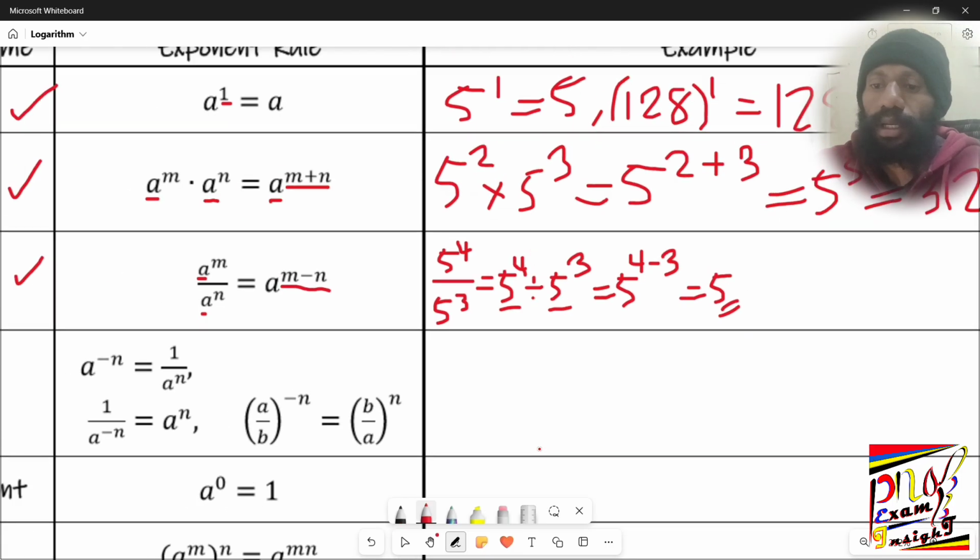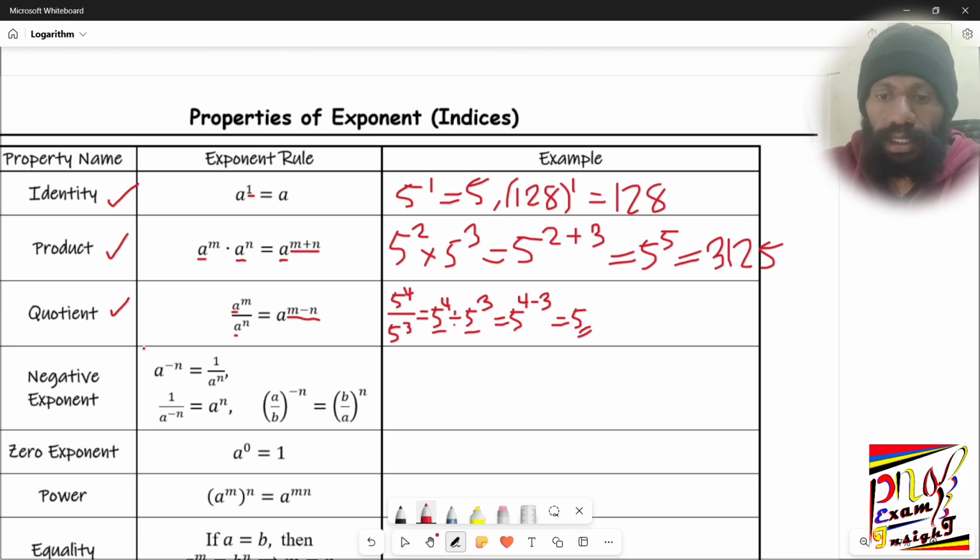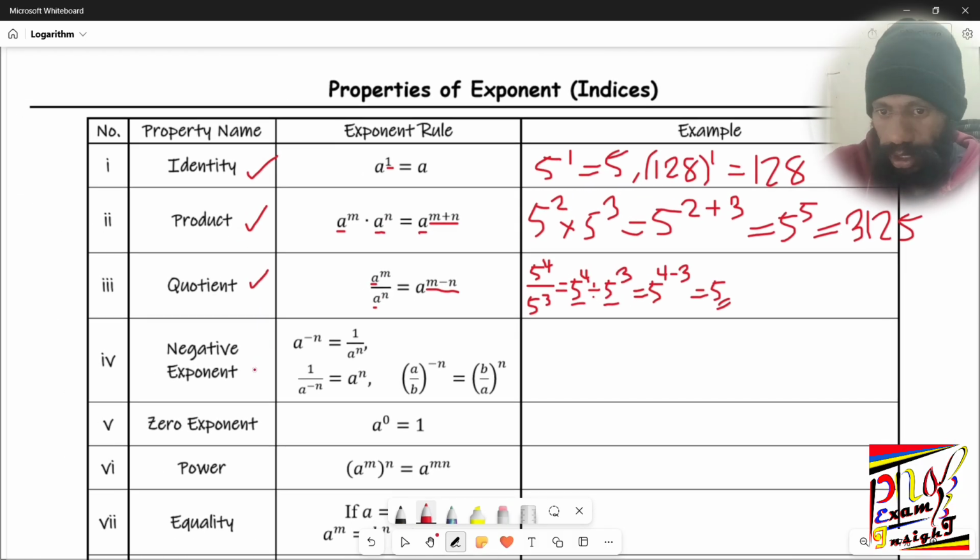Alright, let's move down to our next rule, which is negative exponent. For negative exponent we have three forms, and those are all the same thing. Looking at negative exponent, we have a base that is raised to a negative power. To express this as a positive index without the negative sign, we write 1 over the base to the power, but without the negative sign.